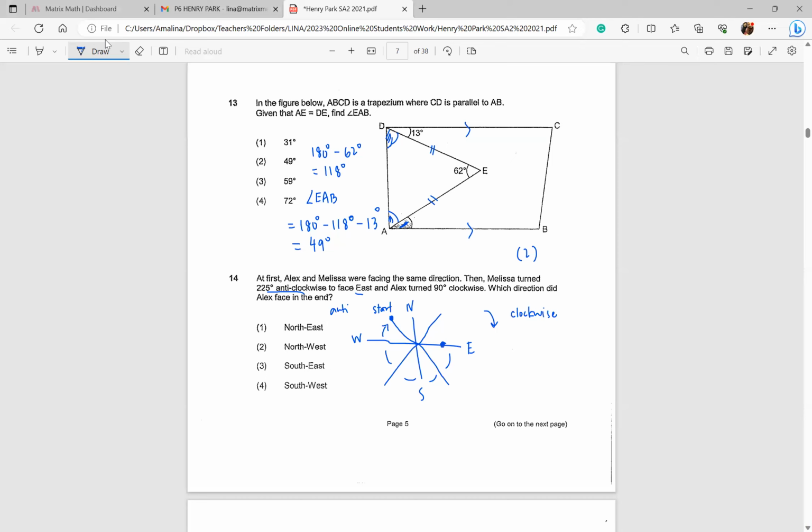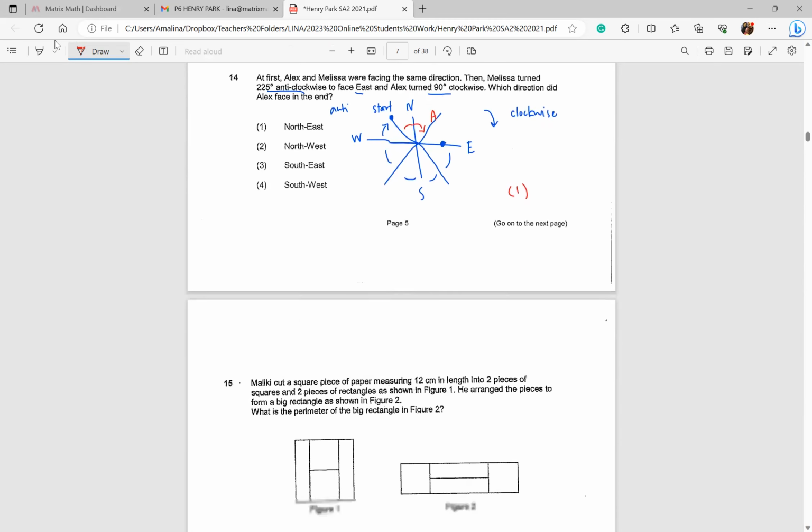So if this is where Alex and Melissa were at first, and then Alex turned 90 degrees clockwise, it means that from this position, Alex goes in this direction. So 90 degrees clockwise from northwest, Alex will end up at northeast. Okay, so your answer for question 14 is option number 1.